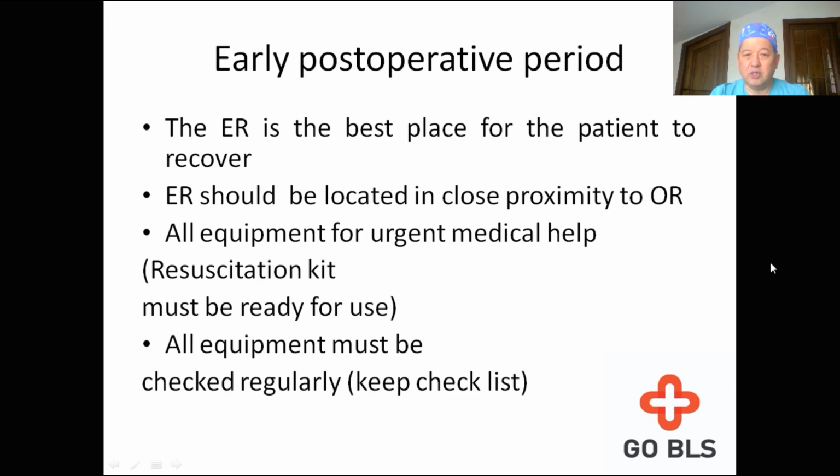The emergency room is the best place for the patient to recover, and emergency room should be located in close proximity to operating room. So if something happens in the emergency room, you can take patient very quickly to the operating room. And all equipment for urgent medical help, such as a resuscitation kit and other equipment, must be ready for use. And all equipment must be checked regularly, every day, once a week, once a month, and so on. You need to keep checklist.